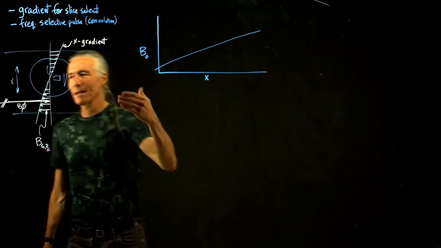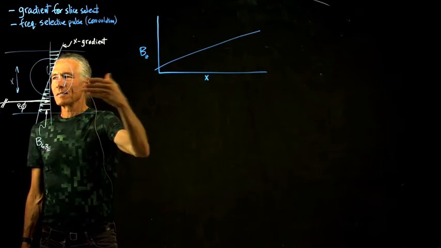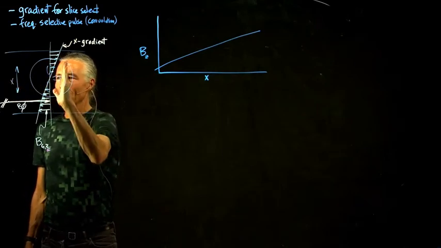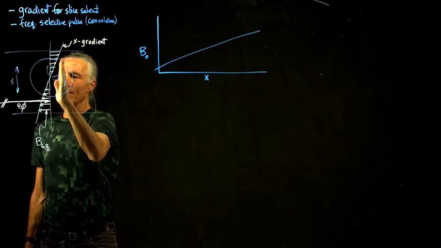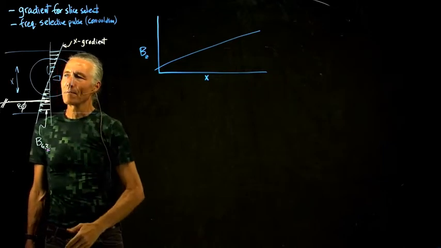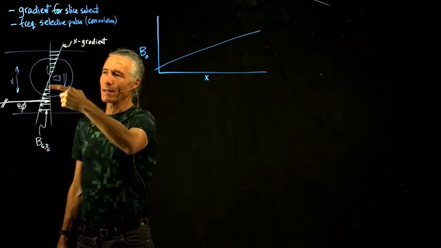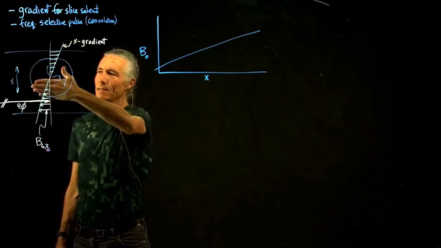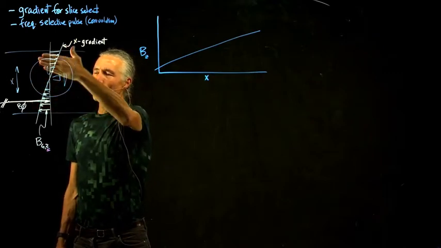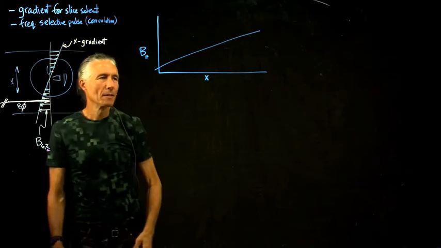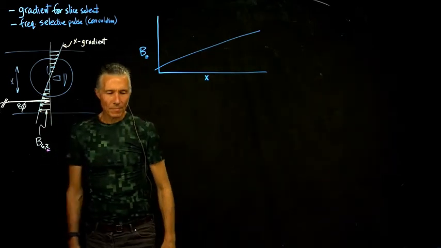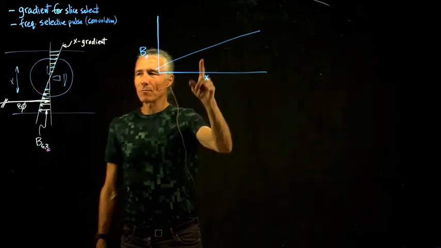So if you had a z gradient, then you would select a slice that was perpendicular to the z gradient. If you had a y gradient coming up and down this way, you'd select a slice that would be perpendicular to the y gradient. That's what we're trying to do.